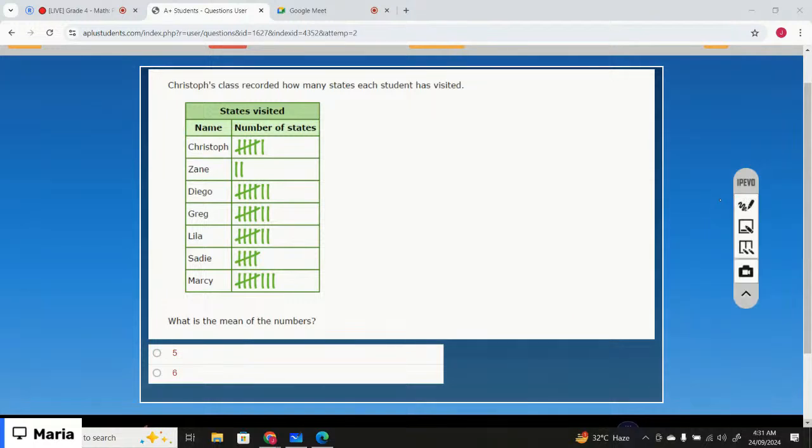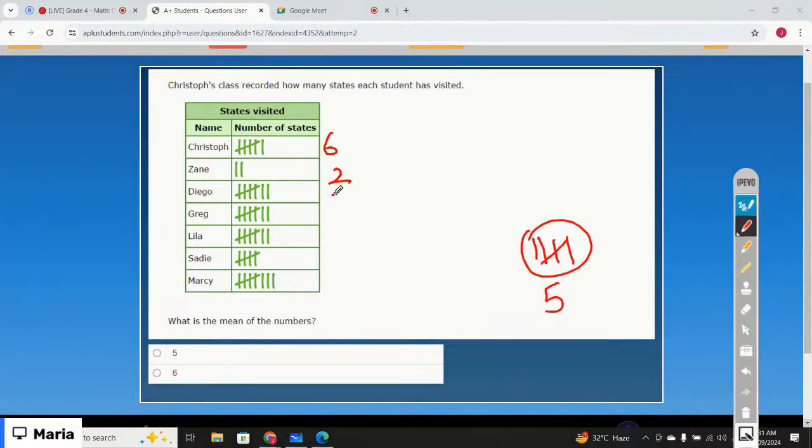So let's just count how many states they visited. That is five and one, six, two, seven, seven, seven, 5 and 8. You need to find the mean, right? Just add them and divide them by the number of values. They are 1, 2, 3, 4, 5, 6, 7. Just add and divide by 7, right? 8, 29, 30, 34, and 8, 42. Divided by 7. The correct option is 6. The mean of the numbers is 6. Got it?